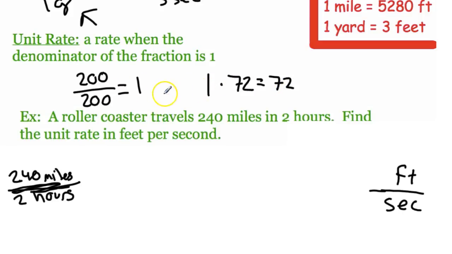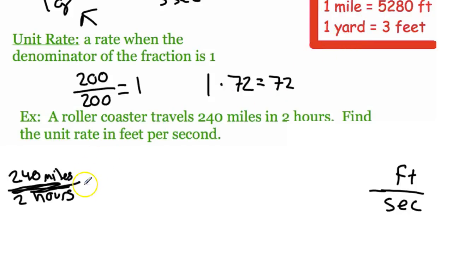I can use these properties to change units, because if I multiply by the same number on the top and the bottom of a fraction, it doesn't change the value. That way I can cancel units. So if I want to cancel miles and hours to get feet per second, I just have to look at my chart and I see 1 mile equals 5,280 feet.